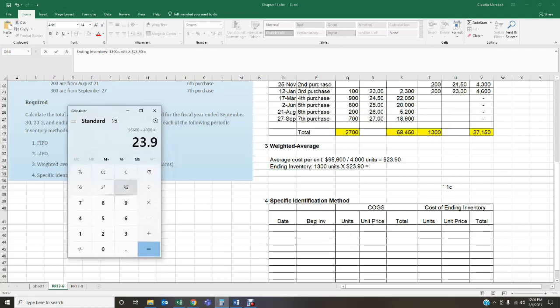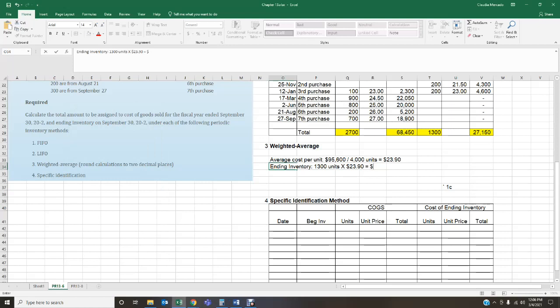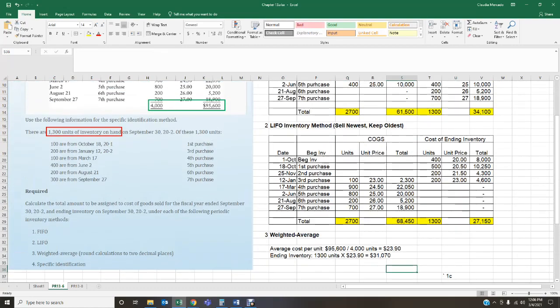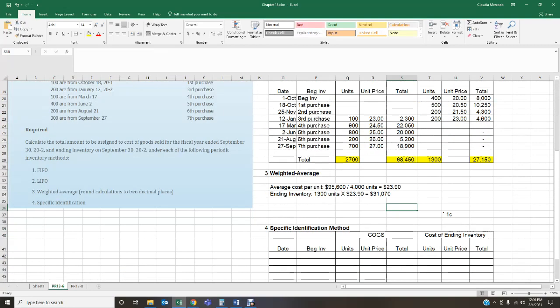This is what we have not sold. We have 1,300 units that we have not sold at $23.90. That gives me $31,070. That is your ending inventory, the cost of your ending inventory. For those 1,300 units that we have, they're going to be valued at $31,070.